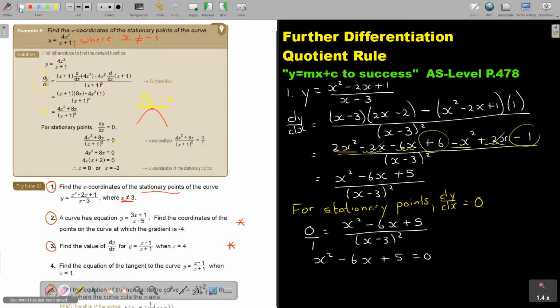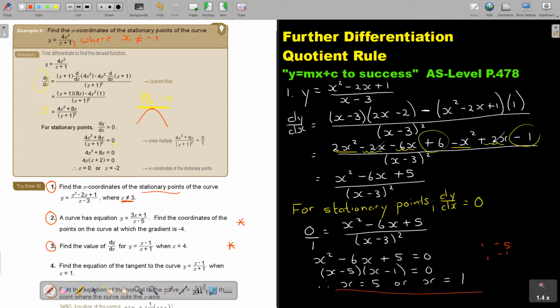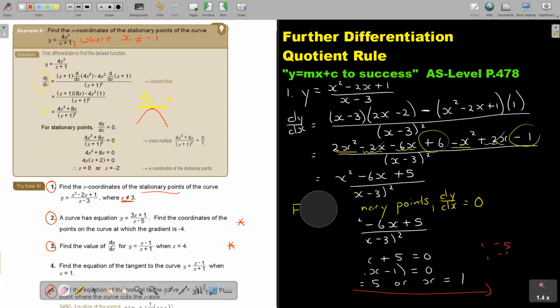Okay, and now I just factorize, and if I factorize, this is going to be 5 and 1, and 1 and 5 plus 1, because it's in group A, so I must add, it's 6, and the signs will be the same. So it's going to be x minus 5, x minus 1 equals 0. So therefore, x is equal to 5, or x is equal to 1. And that is my final answer. Question was, find the x coordinates of the stationary points. Okay, that's number 1. Let's do number 2.